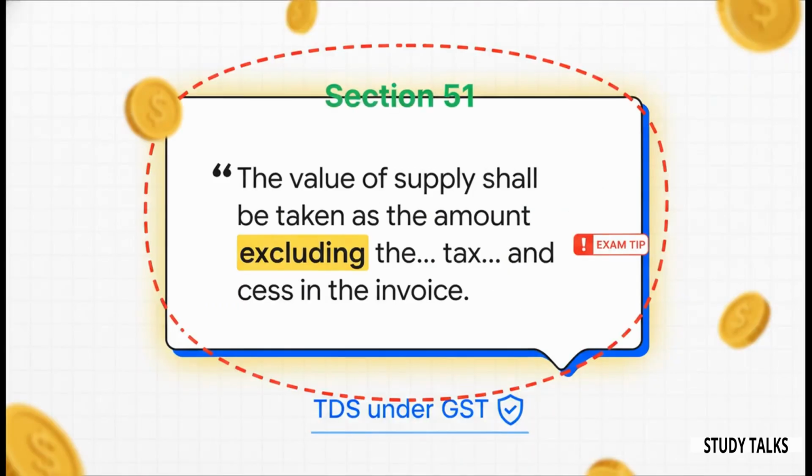And here it is, the answer to our opening problem. This is the exact line from the law, the explanation to Section 51. This is the sentence that saves you marks. It states in black and white that for TDS, the value of supply is the amount excluding all the GST components. It's not an interpretation, it's a direct command.